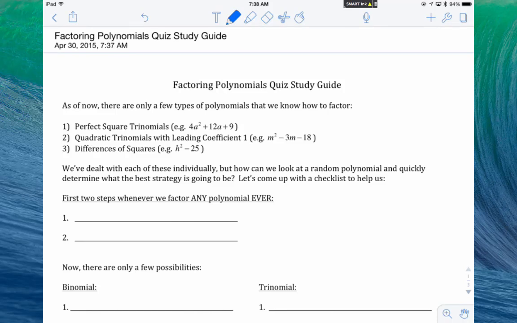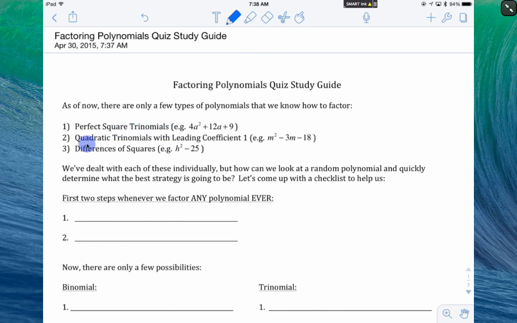Hey guys, and welcome to this video study guide for our upcoming quiz on factoring some sorts of polynomials. So as of now, there are really only three types of polynomials that we know how to factor. One of them is our set of perfect square trinomials.